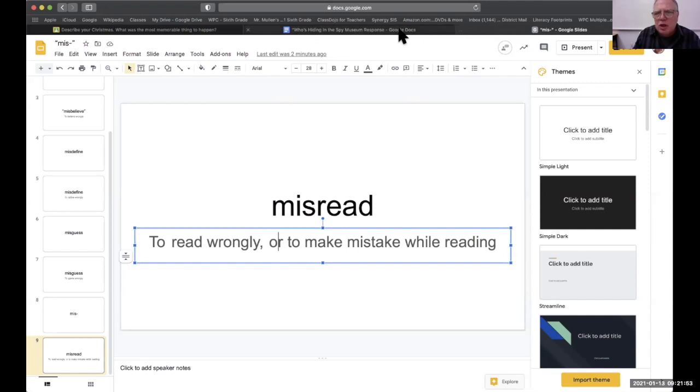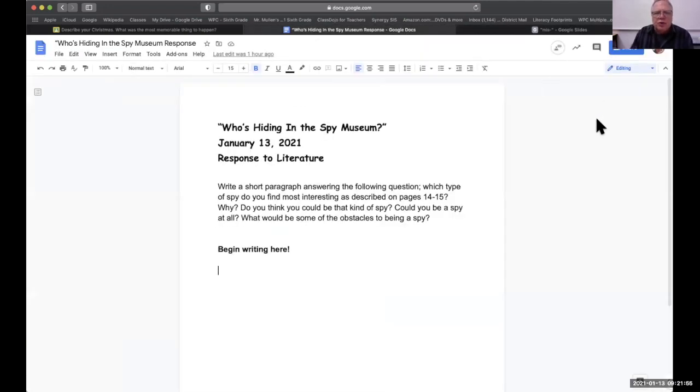This also has been shared with you. It's a Google Doc, and it says Who's Hiding in the Spy Museum, has today's date, and it says Response to Literature at the very, very top. It says, write a short paragraph answering the following question. Which type of spy do you find most interesting as described on pages 14 to 15? Why? Why do you think you could be that kind of spy? Could you be a spy at all? What would be some obstacles to being a spy? Okay, so then it says begin writing here.